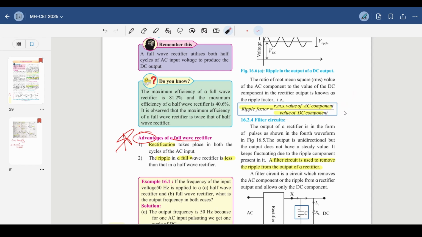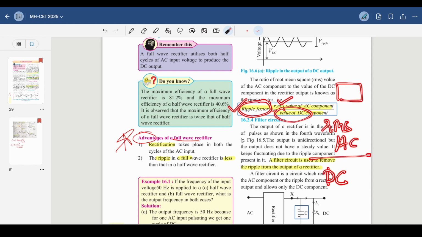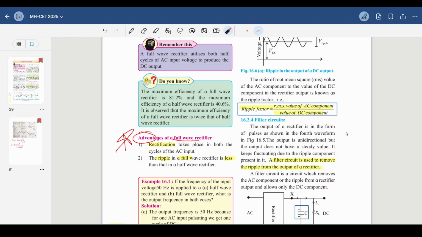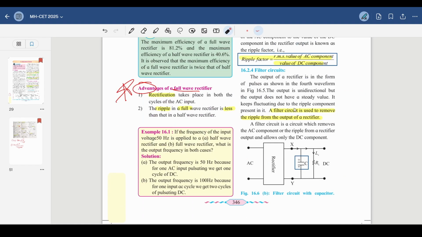They might ask you a question to calculate the ripple factor of a particular given rectifier. So you have to know the RMS value of the AC component divided by the given DC component. Or they might give you the value of the ripple factor and the RMS AC component, and ask you to calculate the DC component. Okay, so you can just mark this in your textbook, right?